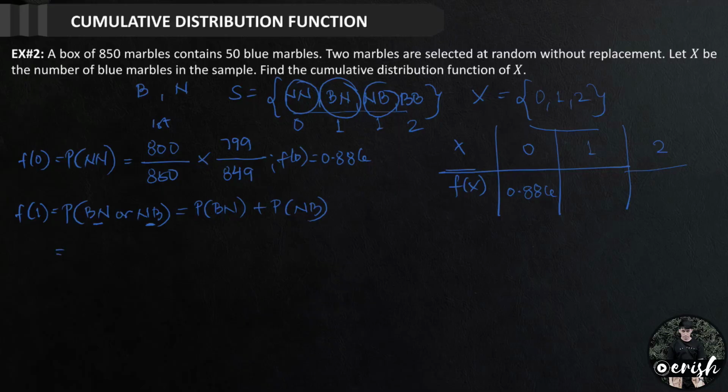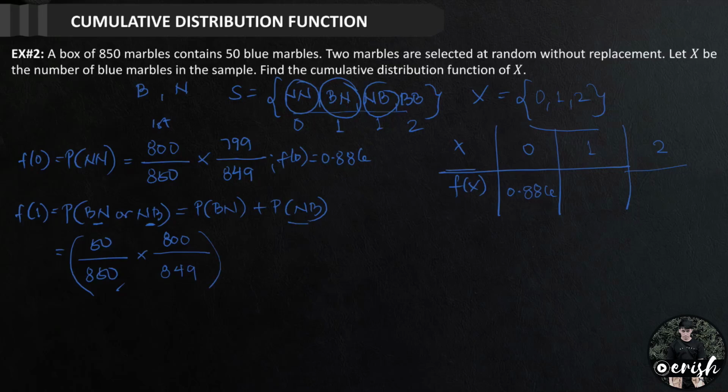For the probability of Bn, the first selection is a blue marble. Our total is still 850 for the first selection, and since a blue marble is picked first, we have 50 times, this is our first selection. For the second selection, it is no longer a blue marble. Our total has decreased since we already picked one, this is 849 na lang. But the non-blue marbles have not been reduced, so this is still 800. This is our probability of Bn.